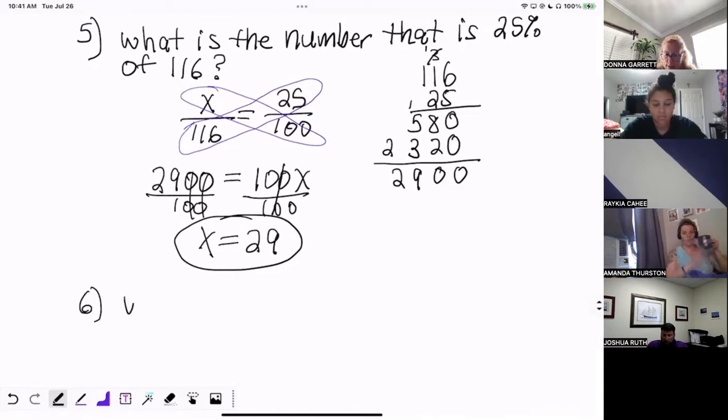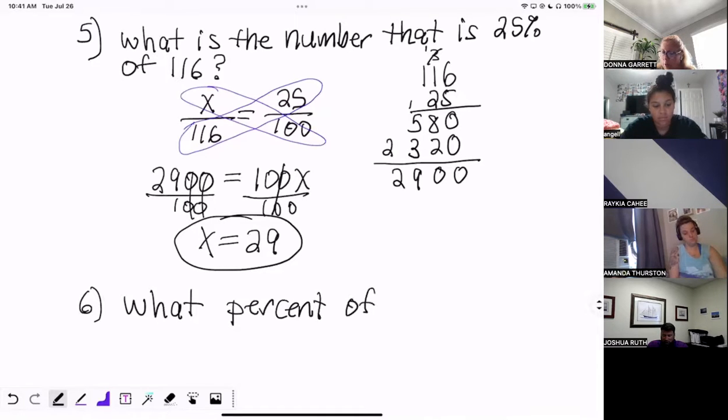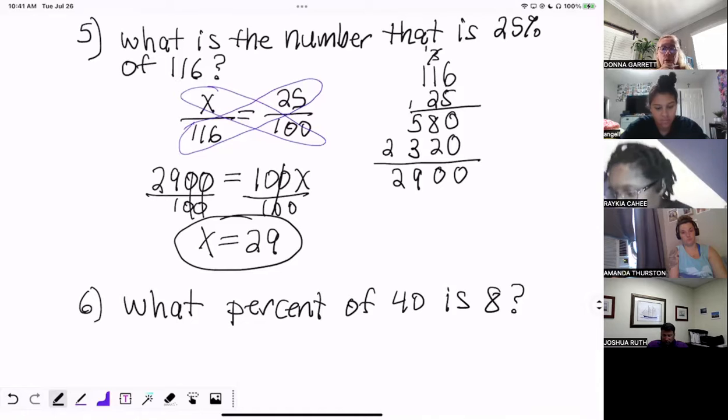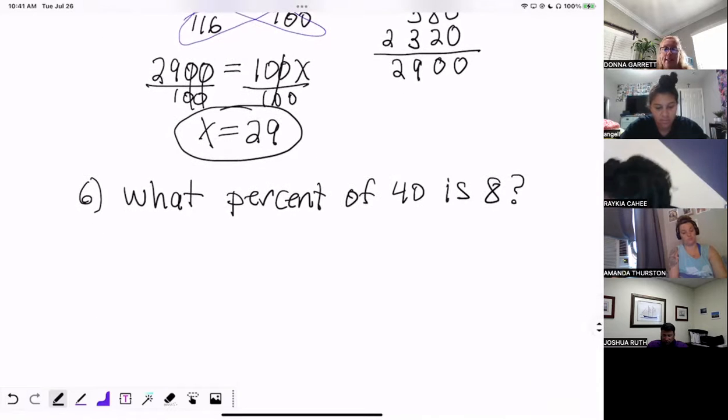So what percent of 40 is 8? And then once you write it, set it up. Let's see if you set it up right.